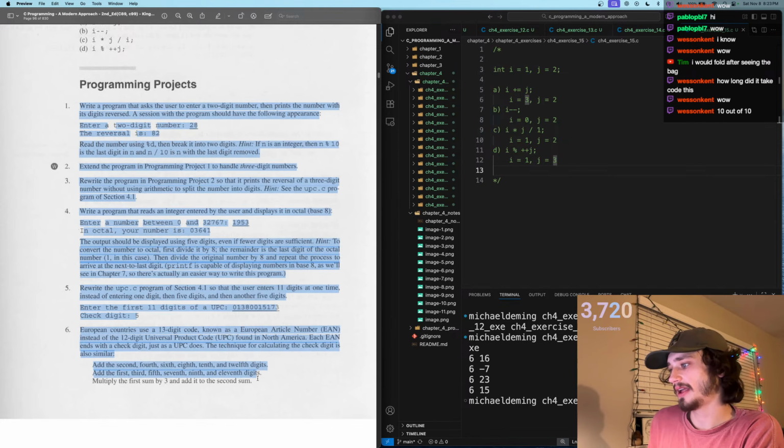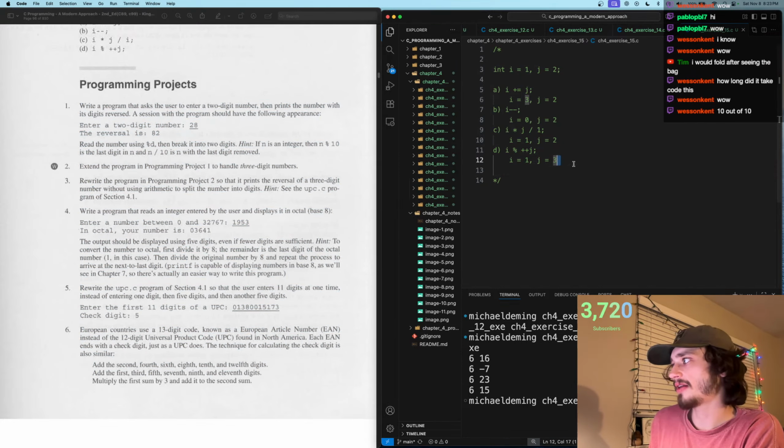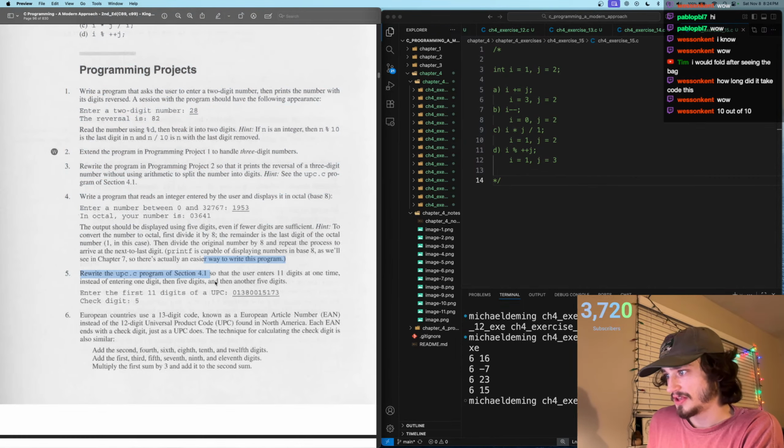These are legit programming projects, practice problems to do, not conceptual based like, oh, what would the output be of these scenarios? It's actually like word problems to write some scripts and stuff. So these ones will be fun to get into.